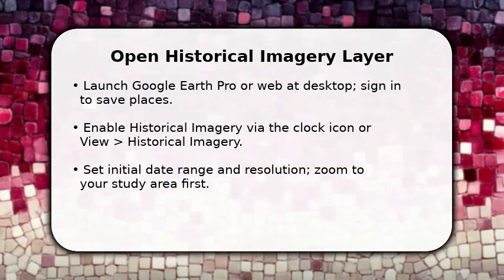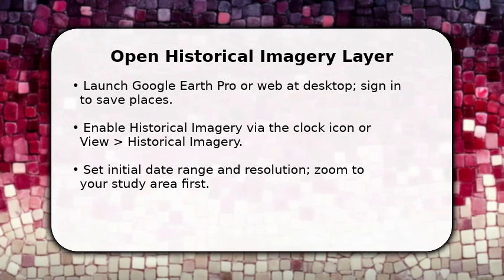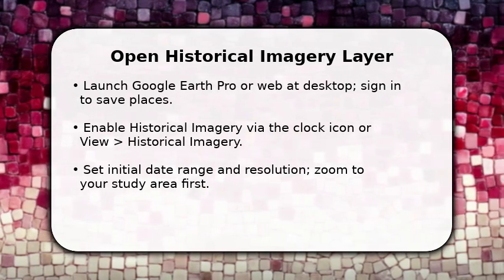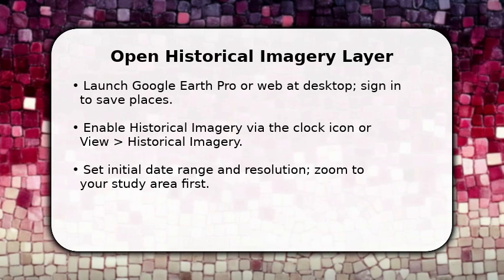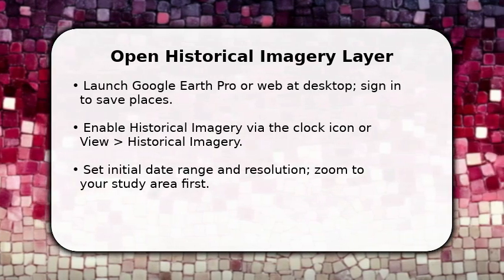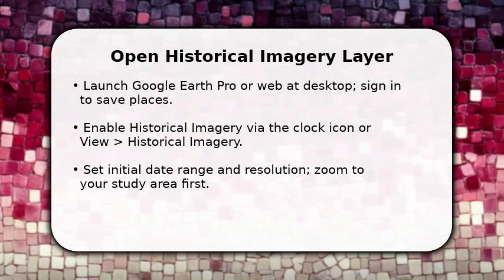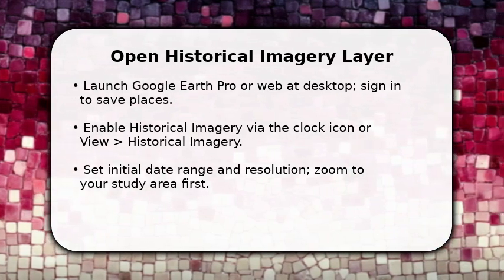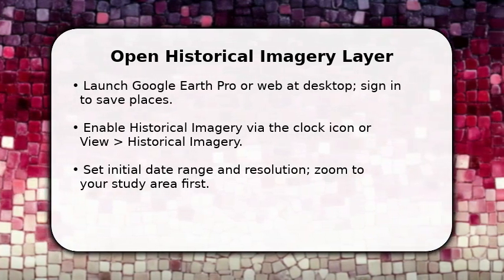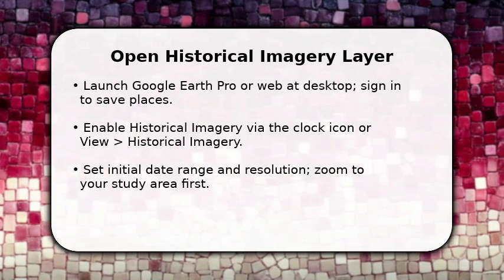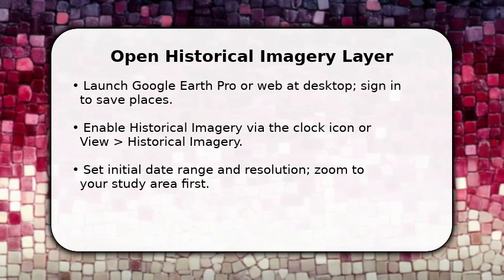You're starting with the right layer enabled. First, open Google Earth and zoom tightly to the area you care about so imagery loads faster. Once done, click the clock icon to open historical imagery and scan the timeline bar. Drag the slider to preview available dates. Make sure to pick a baseline date with good clarity.